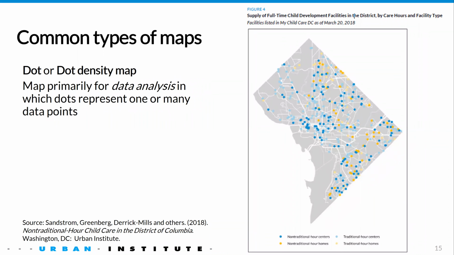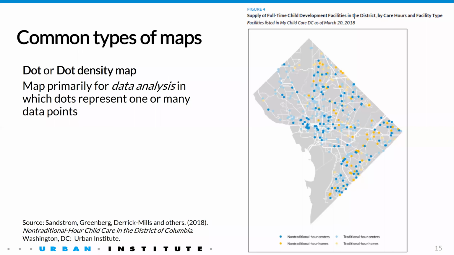That's great. This type of map is primarily used for data analysis, meaning that it offers new information that goes beyond the underlying data. A dot or dot density map features points that represent one or many individuals, organizations, or other units. This map comes from the same study cited on the previous slide. Here we are mapping the supply of licensed child development facilities using the District of Columbia Office of the State Superintendent of Education export of child development facilities licensing files.